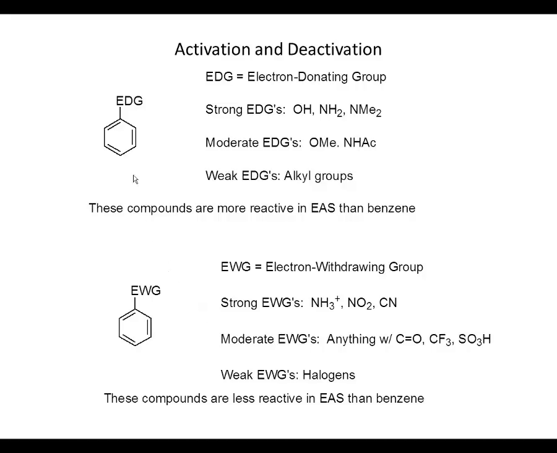Okay? So, if we have an electron donating group on the benzene ring, we're going to call this ring activated. Okay? And this means that the compound that results is actually more reactive in electrophilic aromatic substitution than is benzene. Good examples of electron donating groups include the strong electron donators, OH, NH2, and alkyl derivatives of amines.